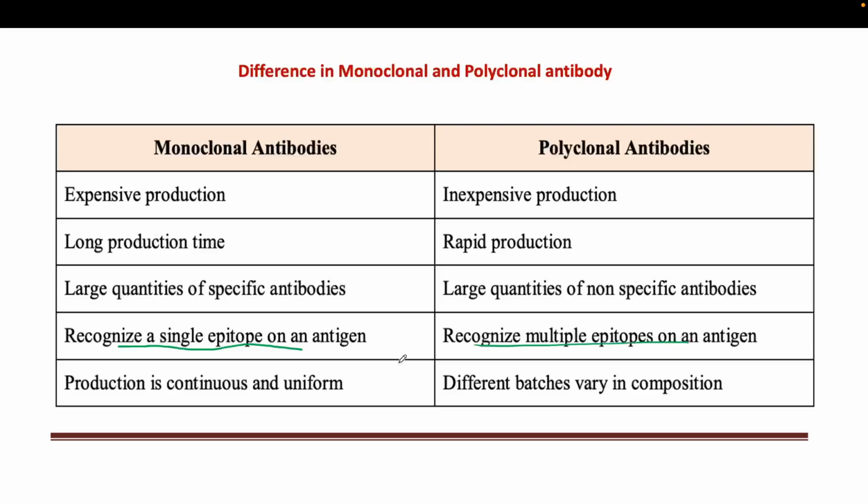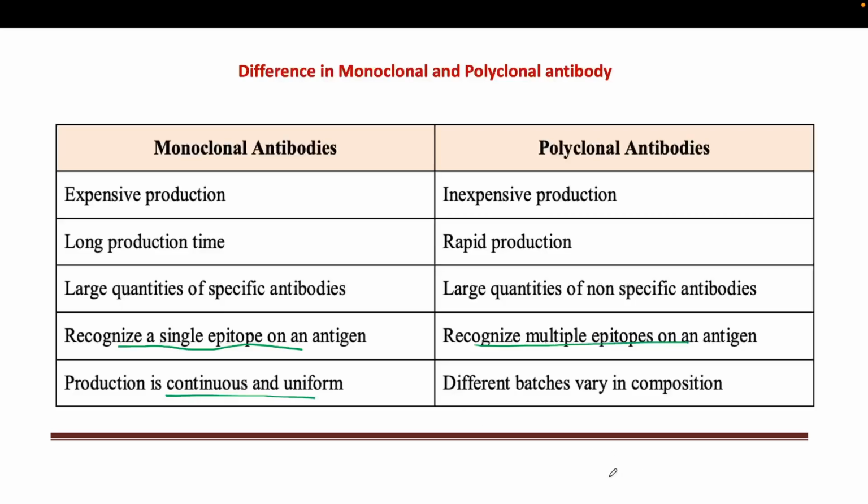Okay, and the production is continuous and uniform, because it does not have any bias or randomness. It specifically determines only a single epitope, so that's why it is continuous and uniform. Whereas this is different in the case of the polyclonal antibody, where different batches vary in composition.